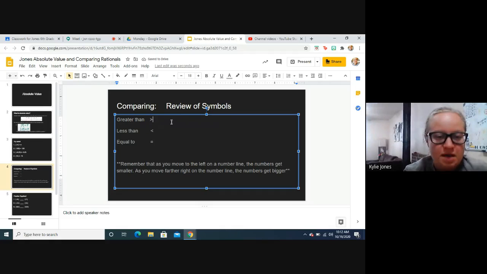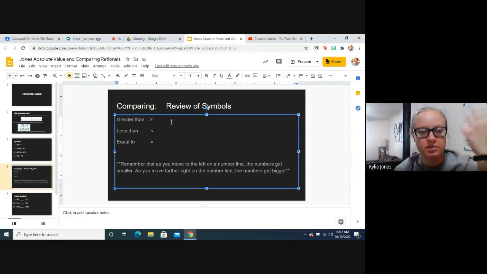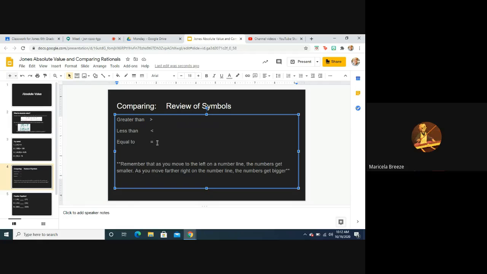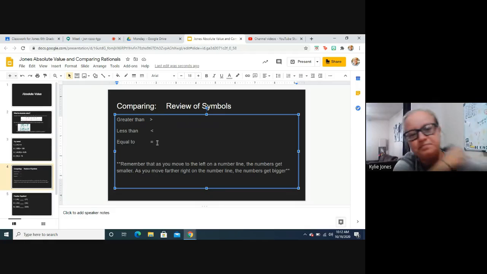Yeah. So the greater than symbol, the open part points to the bigger number, right? The alligator eats the bigger number. And then the less than is just the opposite direction. The arrow points towards the number that's less than. And then we all know what equal to stands for, right? They mean the same number.